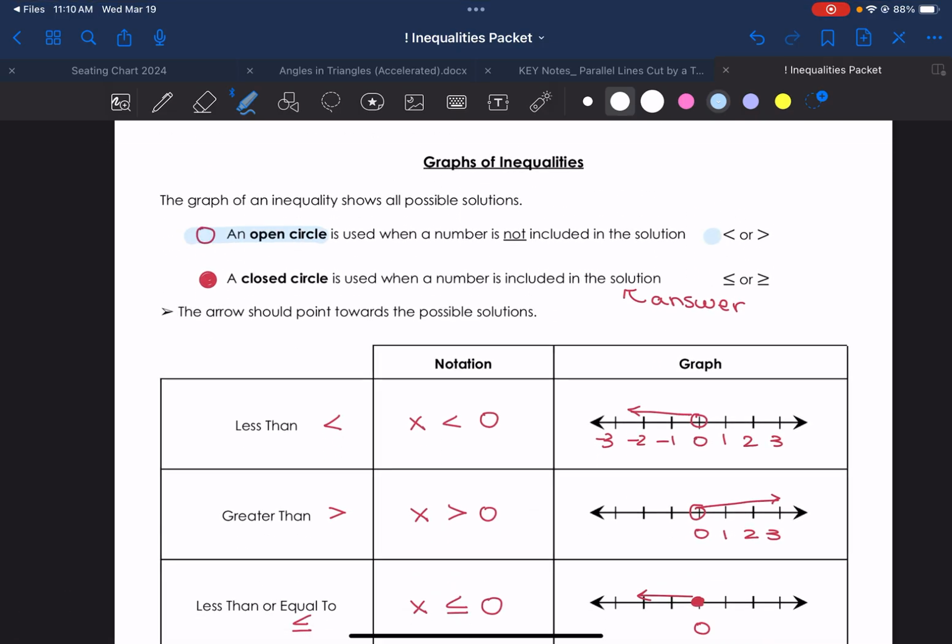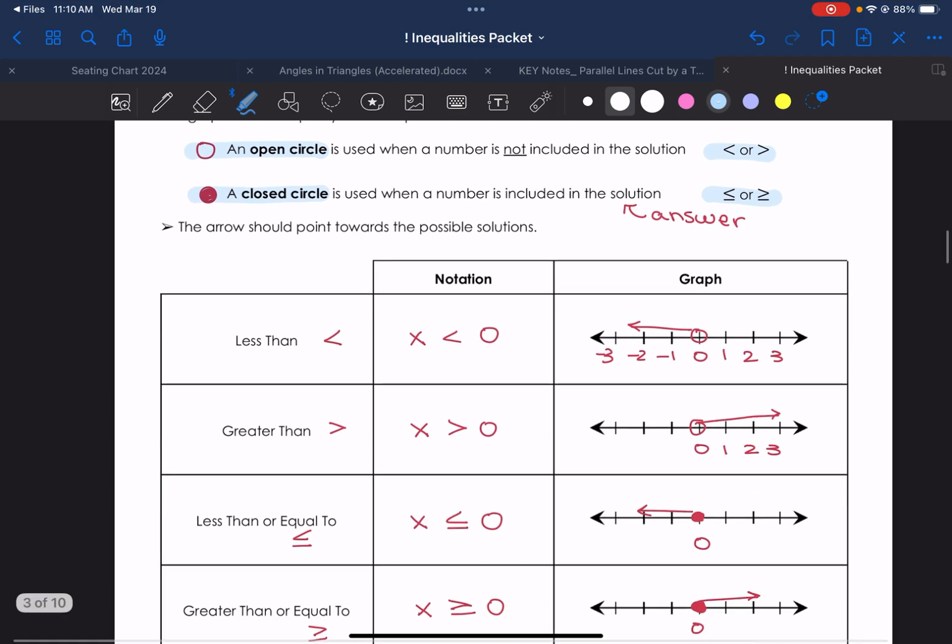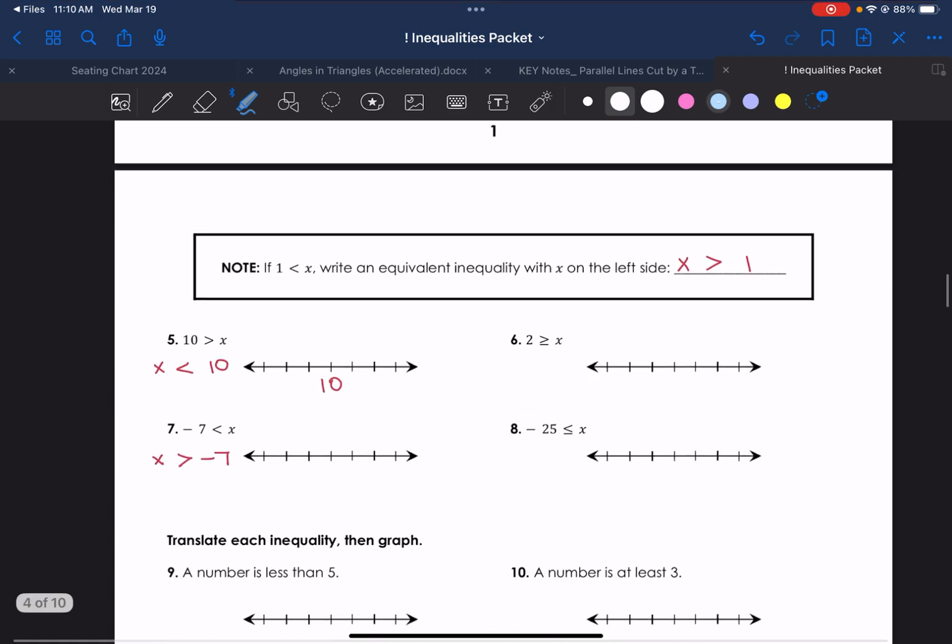Open circle is for these symbols. Closed circle is for these symbols. Okay. I notice that we have a less than symbol, which means we need an open circle. And x, our answers are less than 10. So let's write our numbers to help us remember. 10, 11, 12, 13, 9, 8, 7.